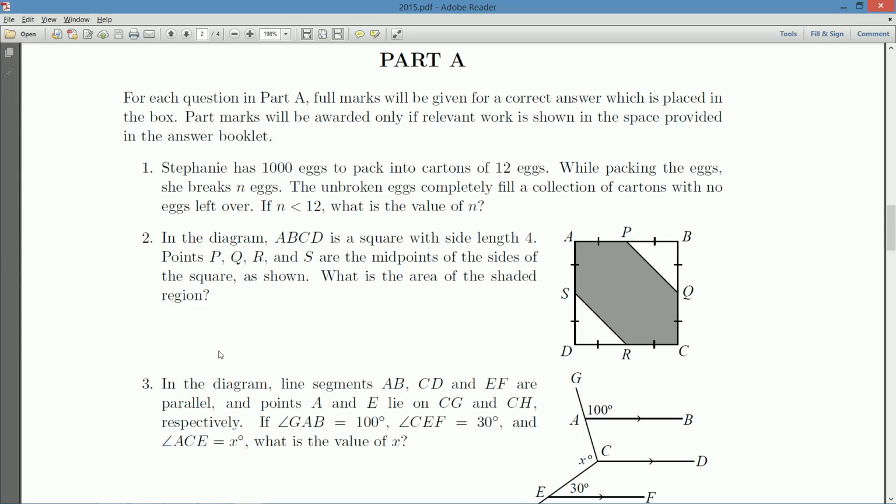So that does it for question number 1. All we wanted was that value for N, and that's a great start to the 2015 paper. It's the Intermediate paper, mind you.